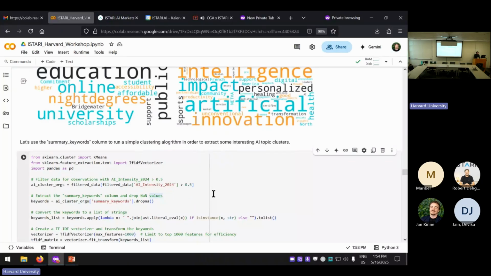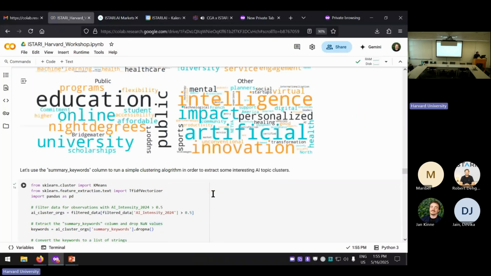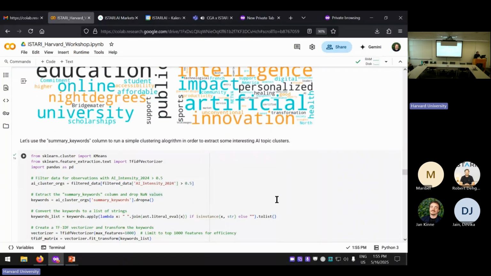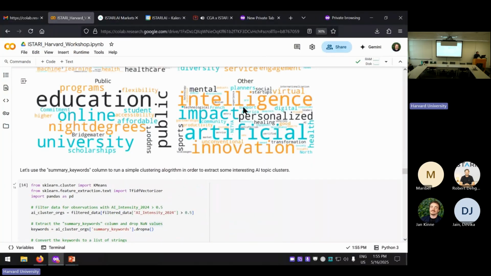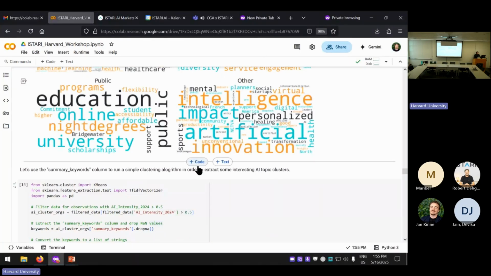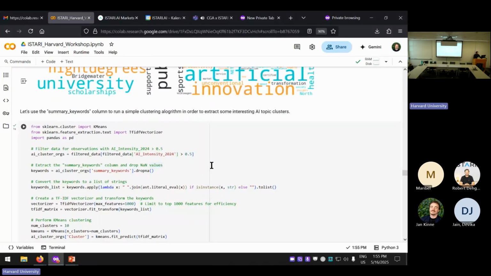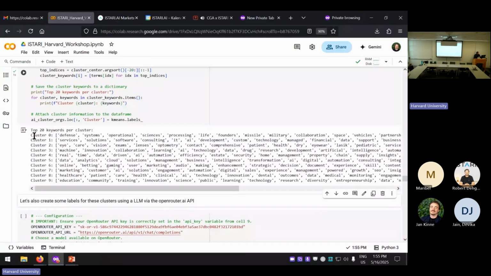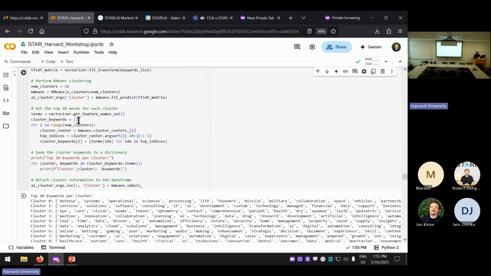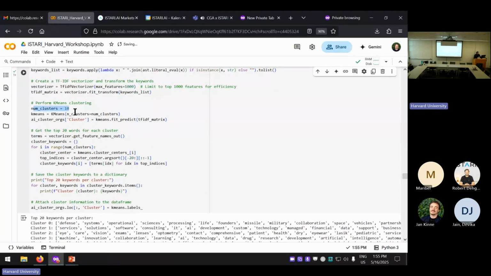And we can even go deeper into that by saying, hey, what if we run a simple clustering algorithm to see what kind of interesting AI clusters we have within those, not divided by type of organization, but just by the contents in general. And what we get here is, now I said I want to have 10 clusters, but you can also say I want to have 20 clusters, 5 clusters, whatever.